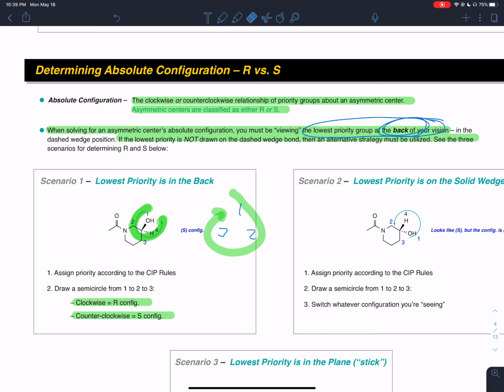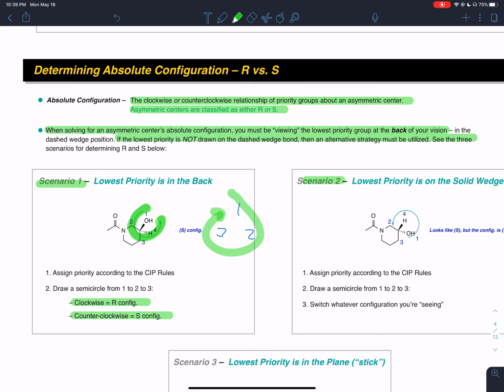We are going to be going over each of these scenarios. I consider there to be 3 scenarios for determining R and S in a perspective drawing. And I'm going to do a separate video on each of those. But here we're saying configuration R and S is the absolute configuration, and it is a way to describe the relative clockwise-counterclockwise relationship of groups about an asymmetric center.